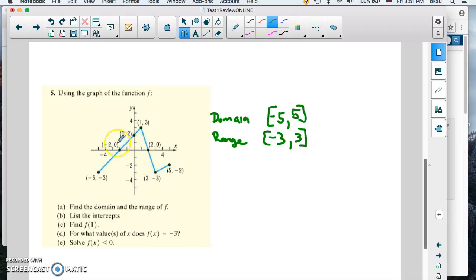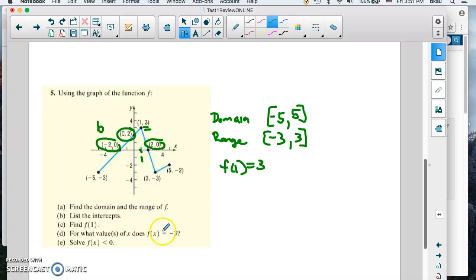Intercepts. There are 3 intercepts for part B. -2, 0, 0, 0, and 2, 0. So that's part B, the intercepts. F of 1. We would look at where 1 is on the x-axis. We read up to the graph, and the answer is 3. F of 1 is 3.